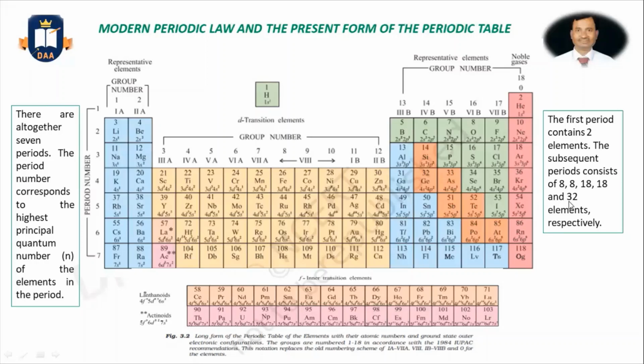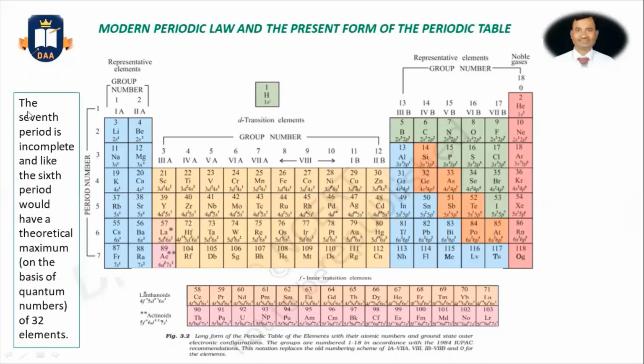What you will understand from this is that the number of electrons of the neutral elements in the outer shell matches with the number of elements present in that particular period. The 7th period, at the bottom, is actually incomplete, because the 6th period has a theoretical maximum of 32 elements on the basis of the quantum numbers.